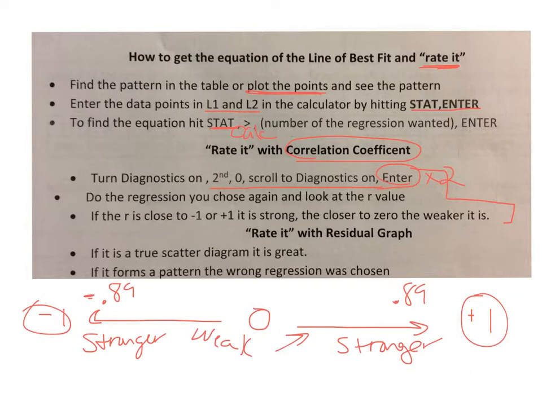The next word we're going to talk about is residual graph. Now, my residual graph is much different than my regression graph. If it's a true scatter diagram, it is great. If it forms a pattern, the wrong regression was chosen. So let's hit pause and go look at some examples.